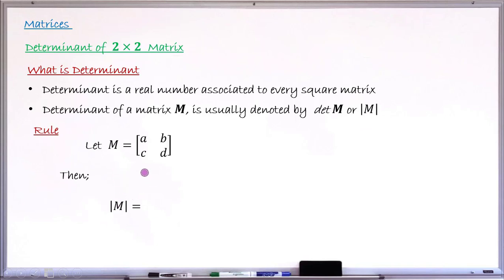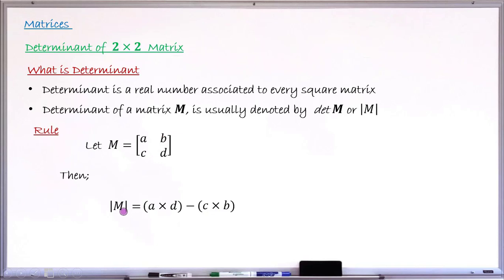Let's learn what the rule tells us to do. What the rule says is you multiply A by D, that is the elements diagonally down, A times D. You multiply them together and write the result. And that product, you now subtract the product of the other entries, that is diagonally up, C and B. You multiply them together and subtract that product also.